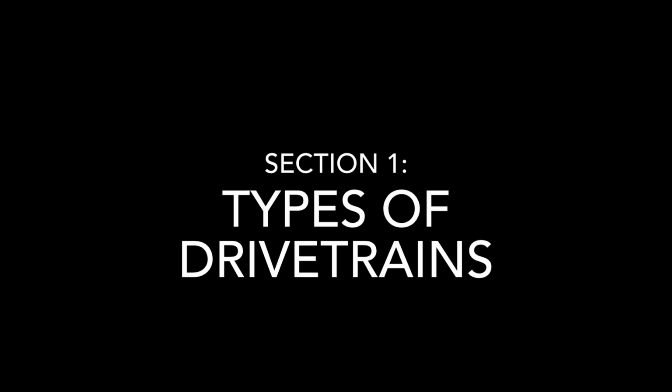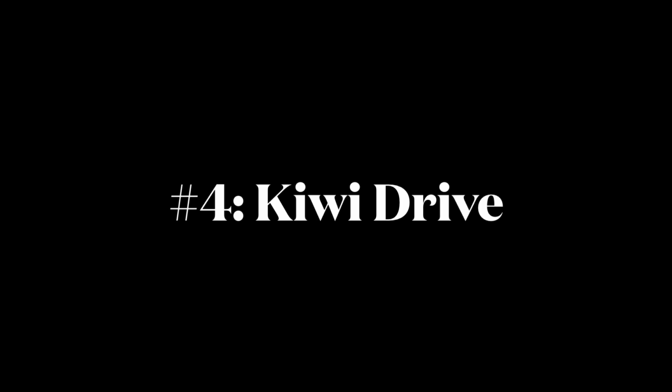Section 1. Types of drivetrains. So there are 5 general types of drivetrains. Number 1, classic. Number 2, H-drive. Number 3, X-drive. Number 4, Kiwi drive. And number 5, chain drive. Let's go over each. Number 1, classic.